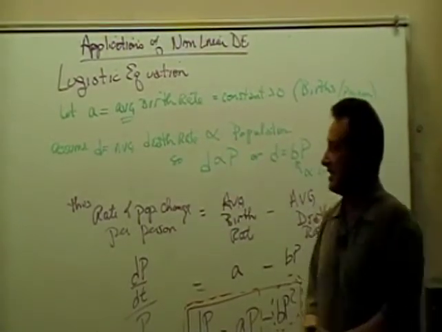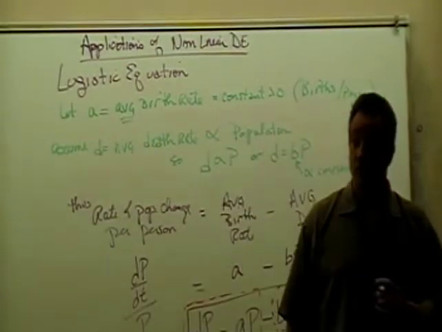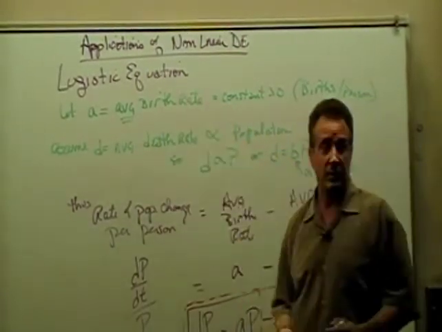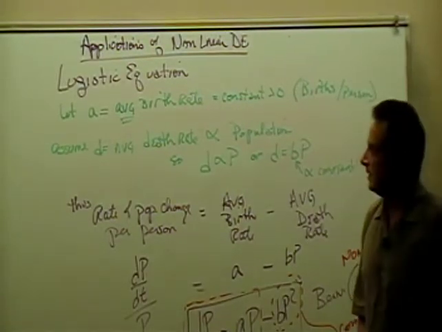That type of curve is a logistic population growth curve, which is really a special form of the Bernoulli differential equation when we model population this way. How do we go about doing it?